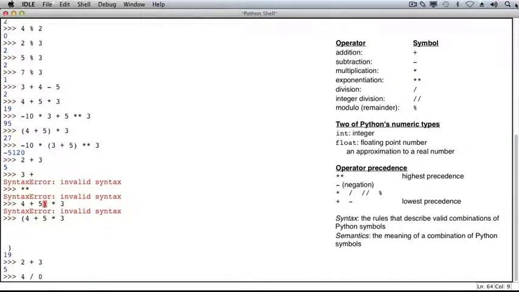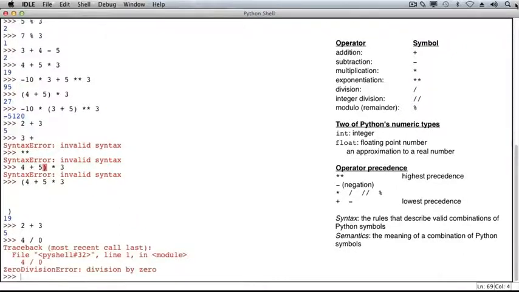4 divided by 0 is valid syntactically. We are able to use this combination of symbols. However, the meaning of this expression is invalid. It's not possible to divide a number by 0. And so we get a zero division error, which is a semantic error.